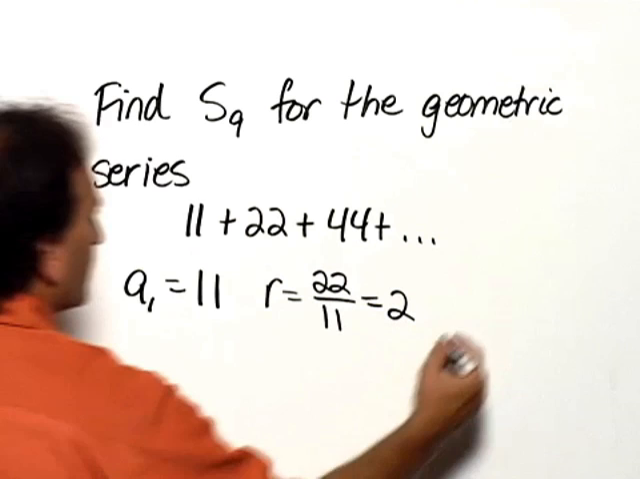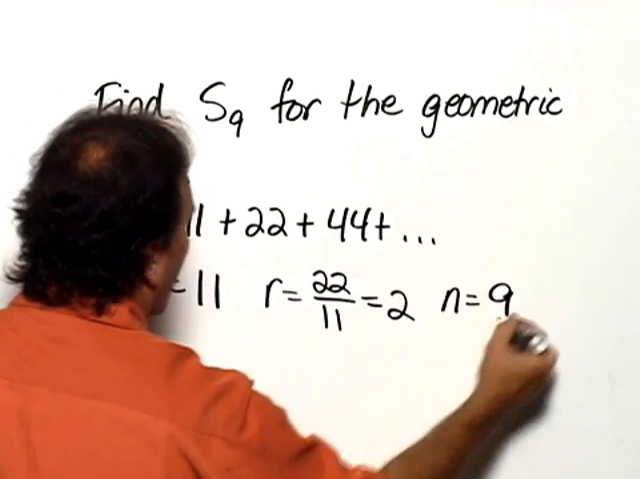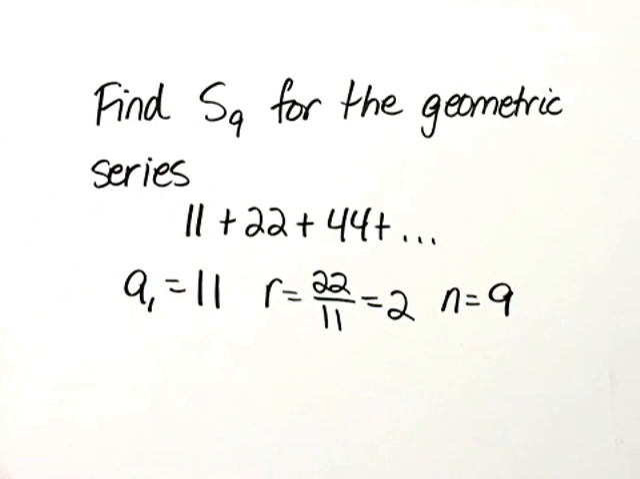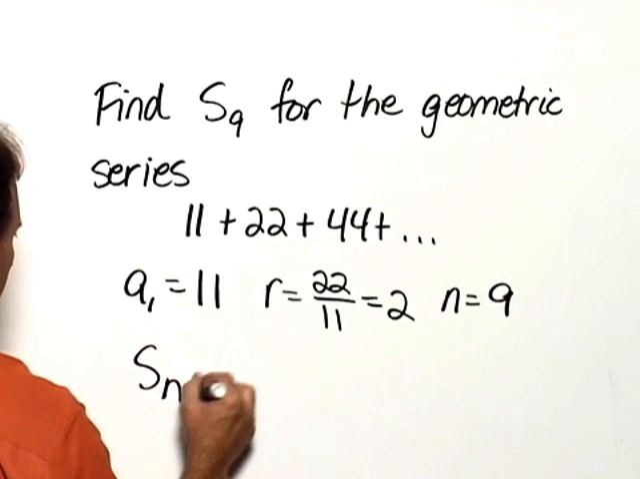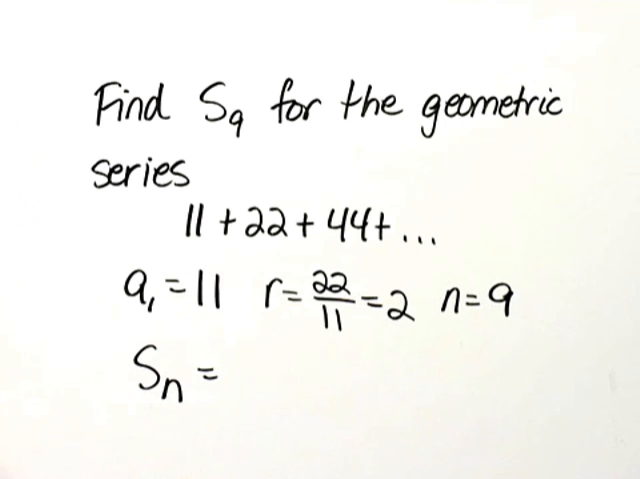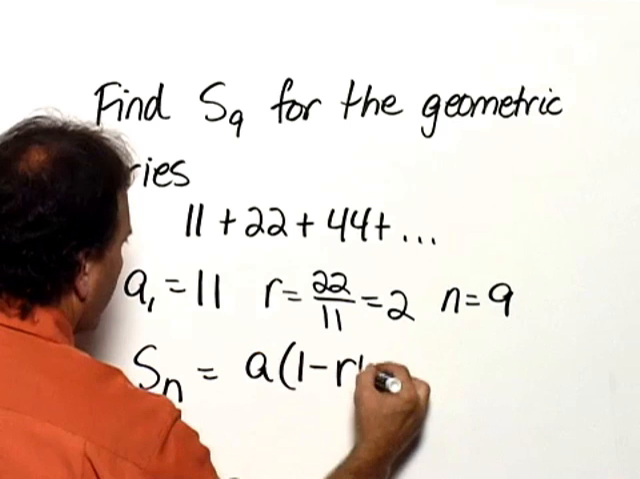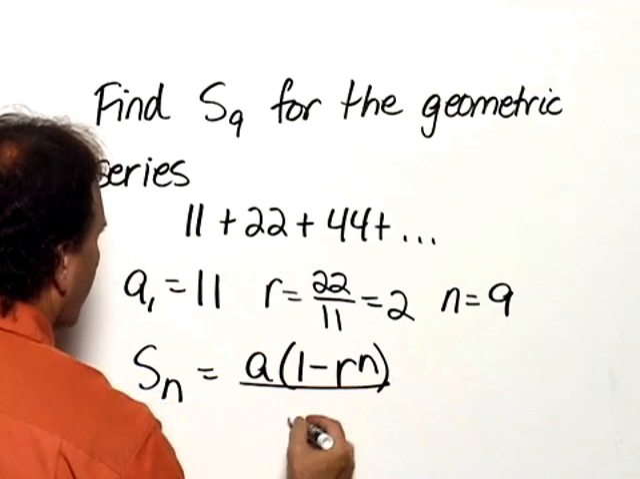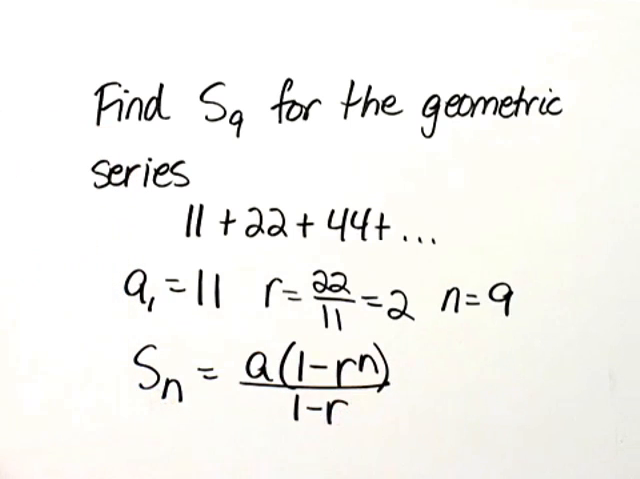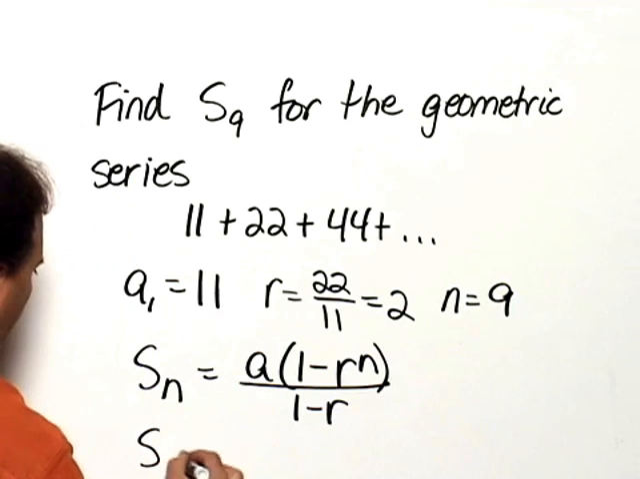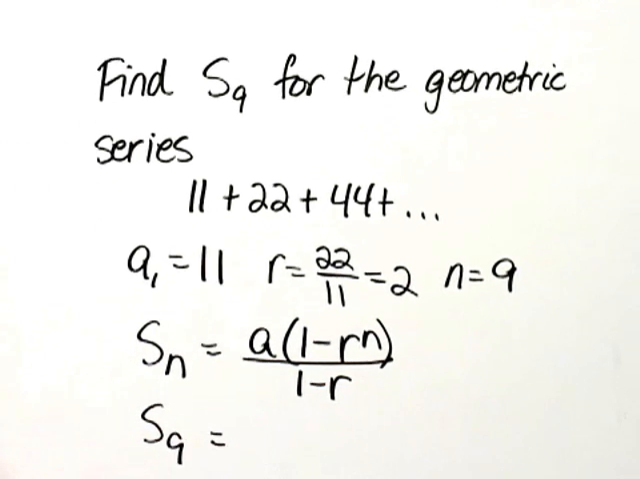We want to find the sum all the way up to n equals 9. So the formula for the sum, S sub n, is equal to a sub 1 times 1 minus r to the n, divided by 1 minus r. Substituting, we want the sum of the first 9 terms.